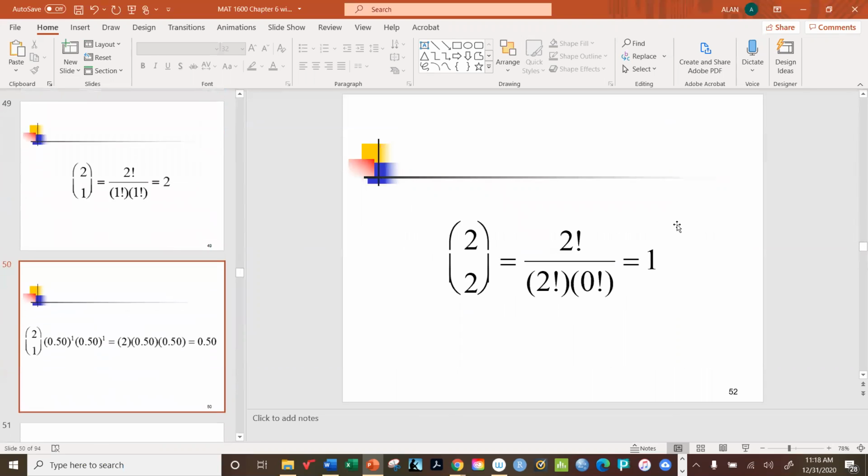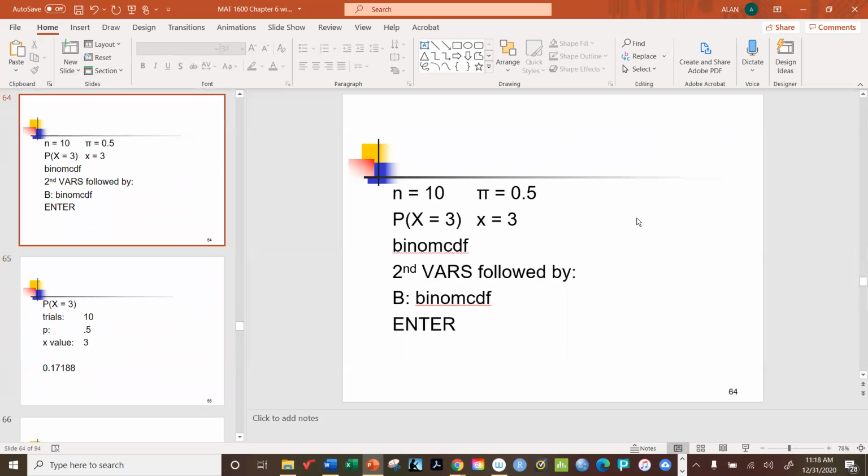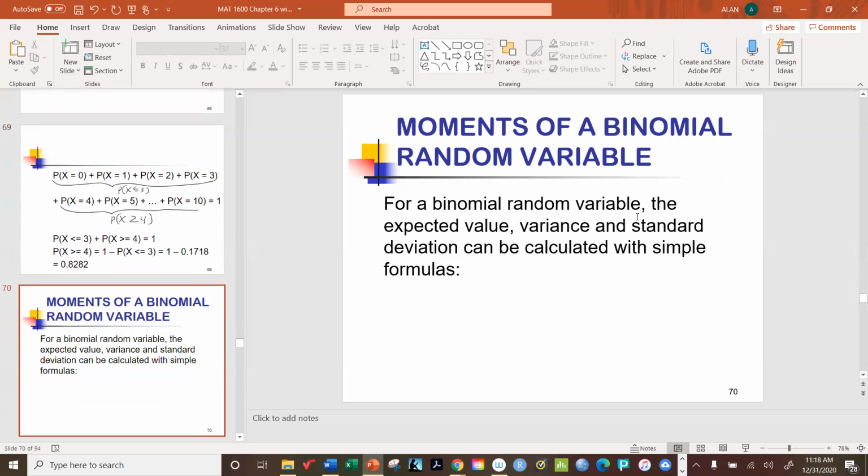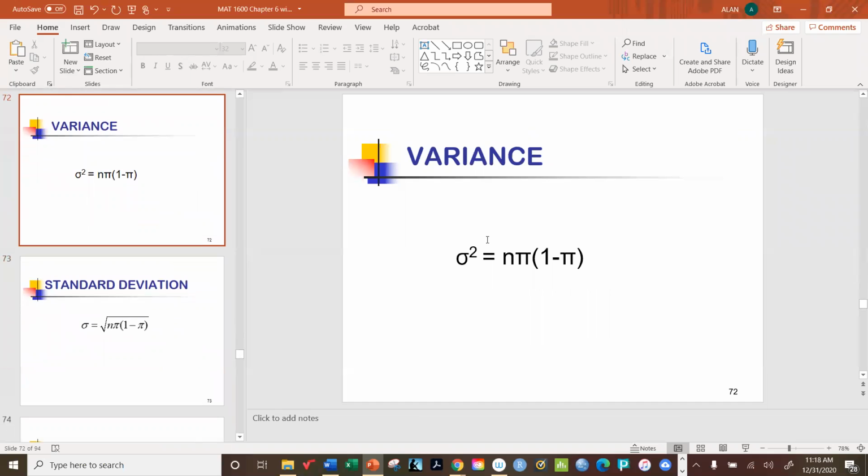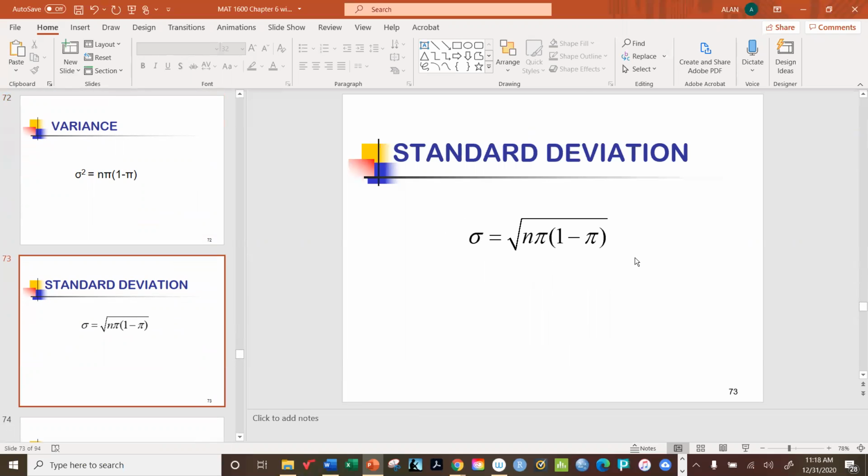Okay, and similarly for variance and standard deviations, we have for variance n times pi times 1 minus pi. And then finally, for the standard deviation, we have the square root of the variance. Of course we do. That always works that way.